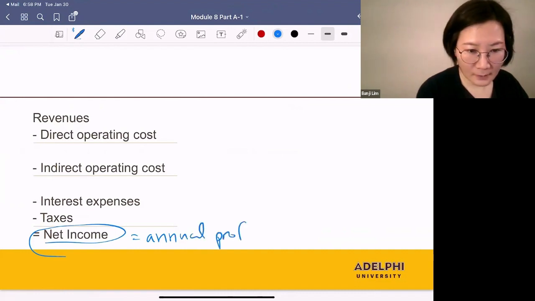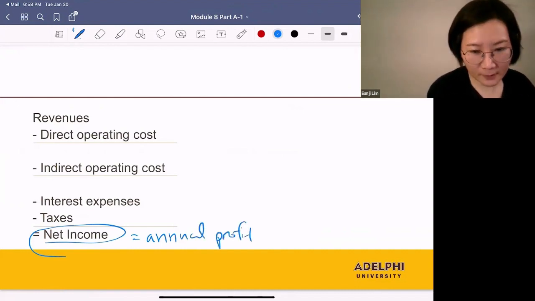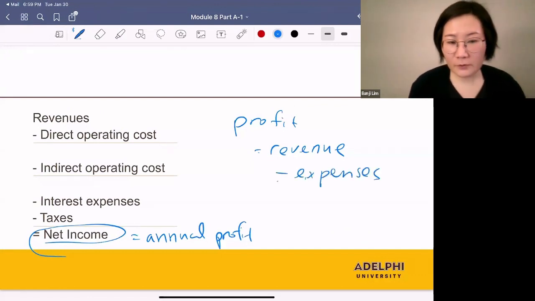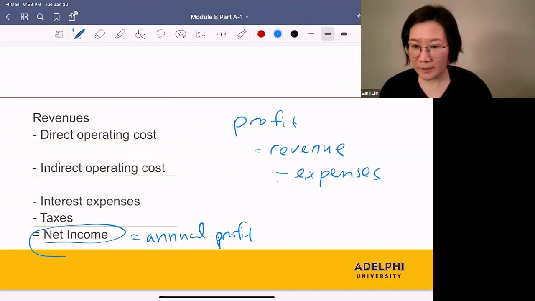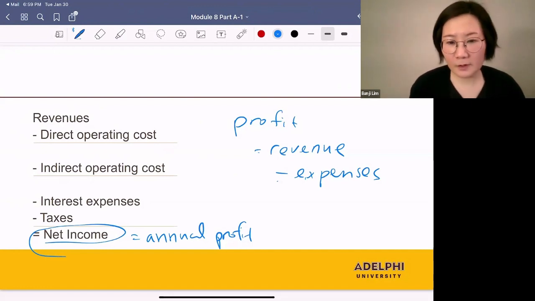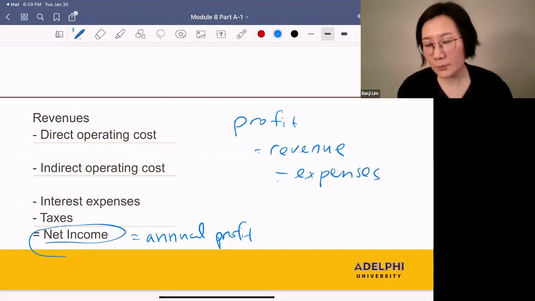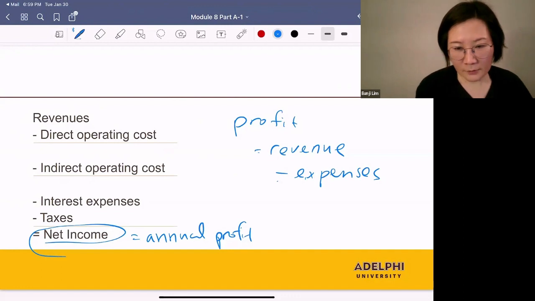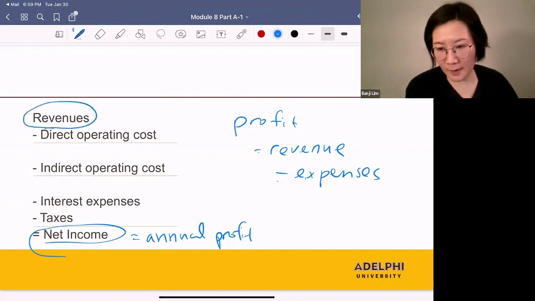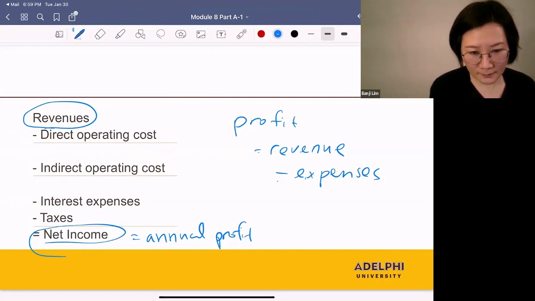And how do we compute a profit? The profit is the revenue minus all the expenses. The revenue is all the money we make by selling our products or services, and expenses are all the money we spend to create our products or services. So on top of our income statement, we start with the revenue and we subtract all the expenses.